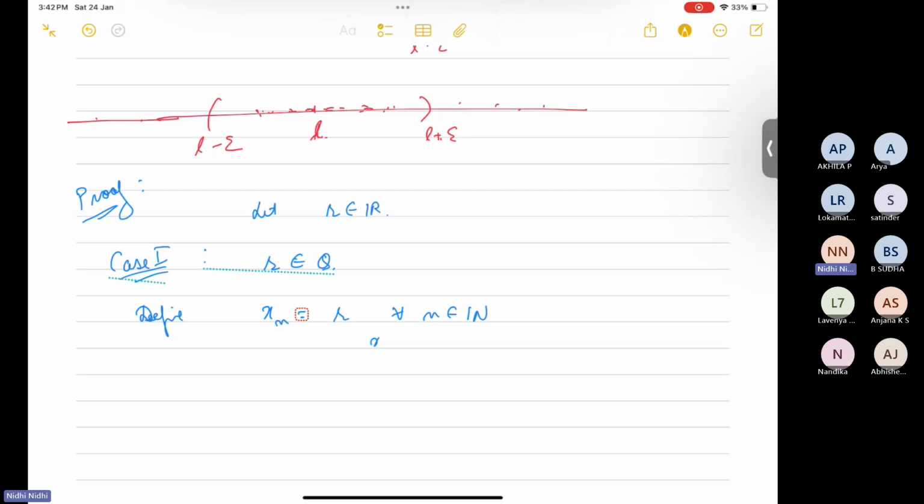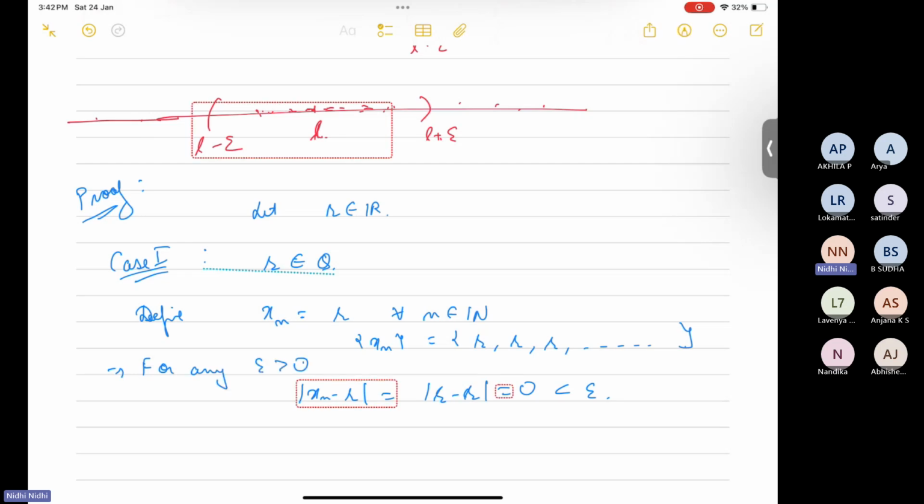So what will be our sequence? If I just expand it, it will be R, R, R. So no matter how small an epsilon we take, |xn minus R| will always be R minus R, which is 0, which will always be less than epsilon because we are taking epsilon to be positive. So for any epsilon positive, |xn minus R| is always less than epsilon. That means xn is converging to R.